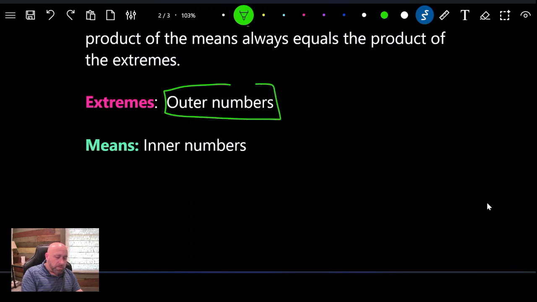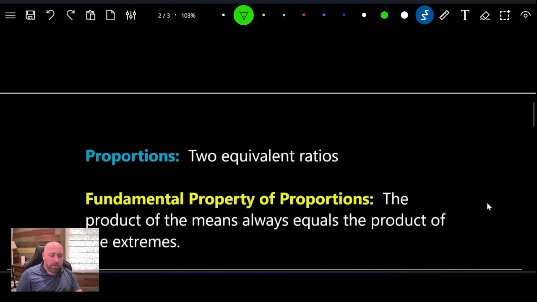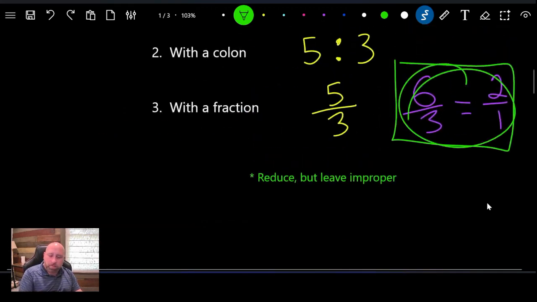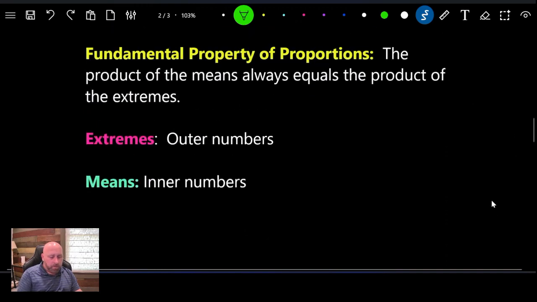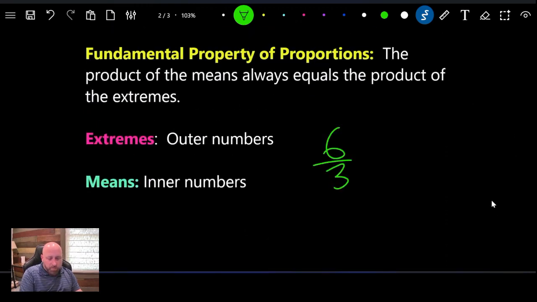The extremes is the outer number of our proportion. The means is the inner number of the proportion. What do I mean by that? Well, let's go back to the one that we've been using. We'll jump on this one right here, 6 over 3. So let's write it. 6 over 3 equals 2 over 1.